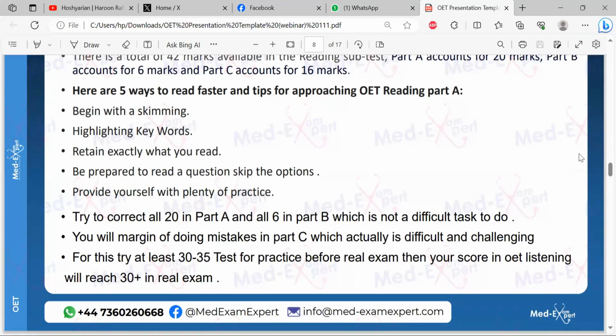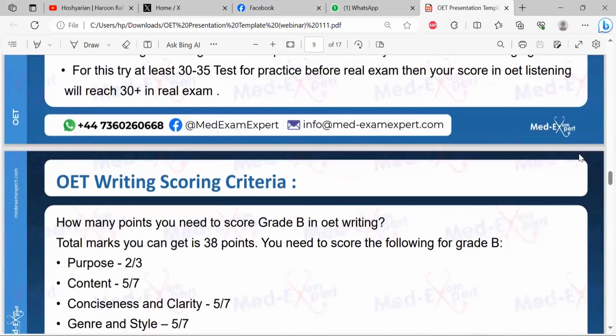If you get all 20 correct in Part A and all 6 correct in Part B, then you must have 4 more questions to get, and it is very easy to get 4 marks in Part C, because you have a total of 16 questions. So try to get all 20 correct in Part A and all 6 in Part B, which is not a difficult task. You will have a margin for making mistakes in Part C, which is actually difficult and challenging. For this, try at least 30 to 35 tests. I'm just telling the average limit. With that practice before the real exam, your score in OET reading will reach 30 plus in the real exam.